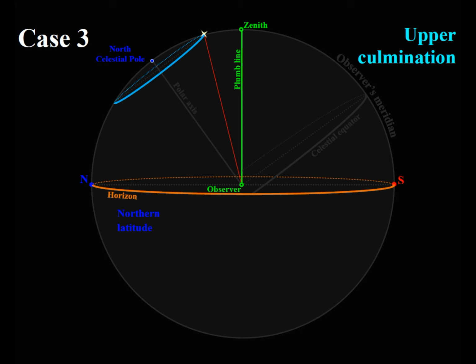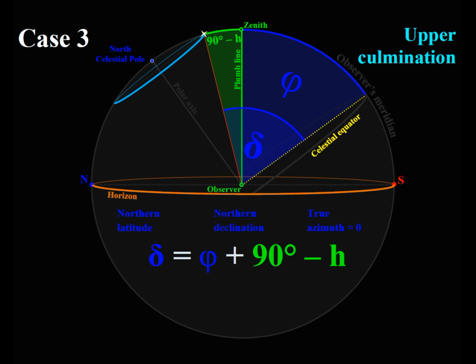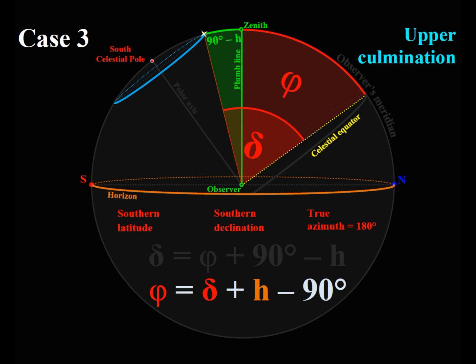Third case. You are in northern latitudes. The true azimuth of the star you see at the moment of upper culmination is 0. The observed star has a northern declination. The sum of latitude and zenith distance corresponds to the declination of the star. You can get your latitude from this expression. This formula also applies when you are in the southern hemisphere and observe a star with southern declination when its true azimuth is 180 degrees.